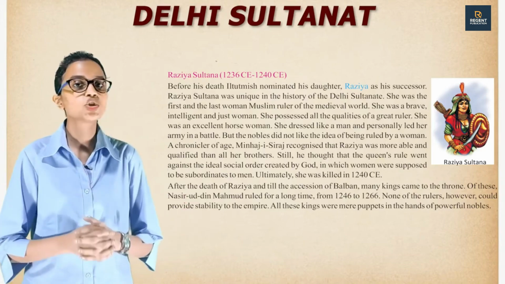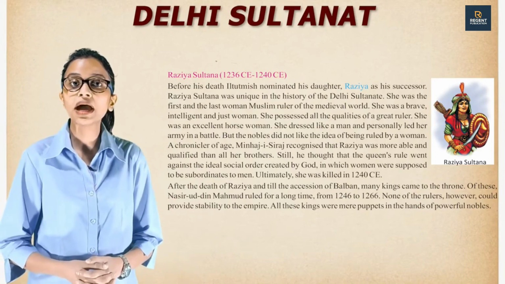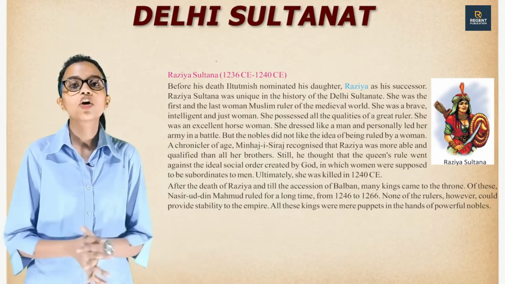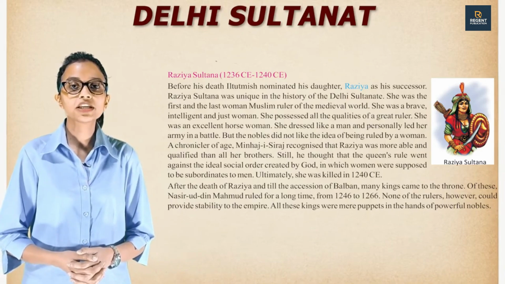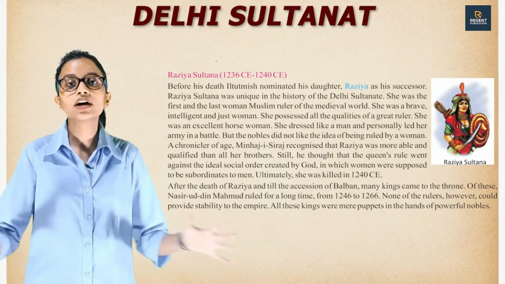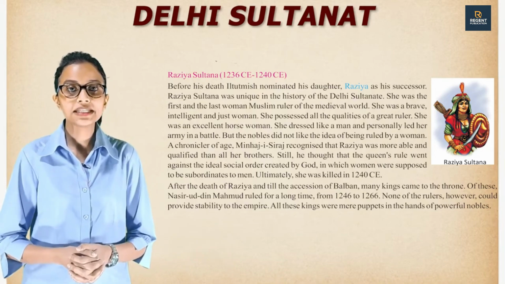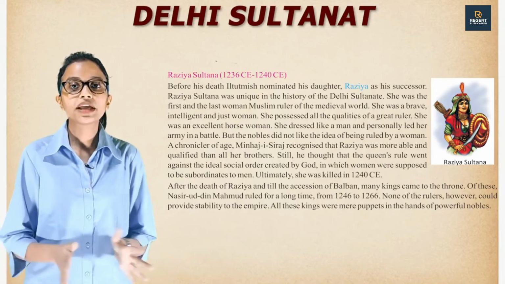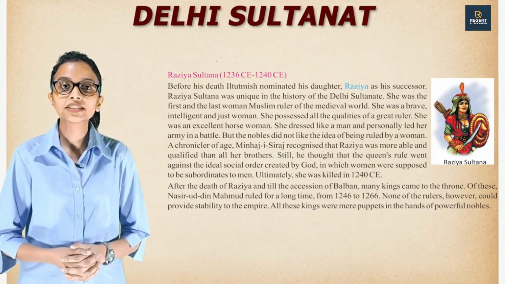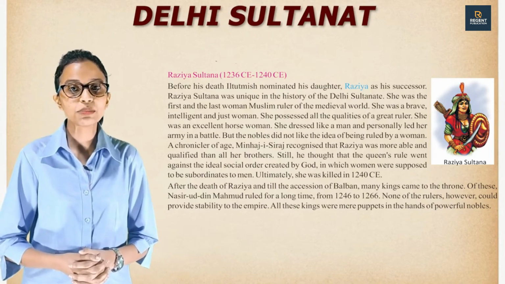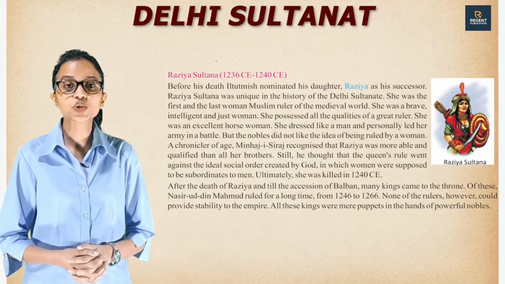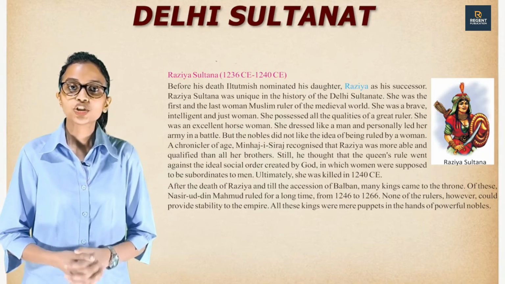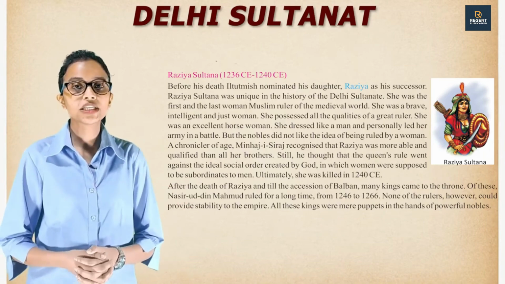But the nobles did not like the idea of being ruled by a woman. A chronicler of the age, Minhaj-i-Siraj, recognized that Razia was more able and qualified than all her brothers. Still, he thought that the queen's rule went against the ideal social order created by God, in which women are supposed to be subordinate to men. Ultimately, she was killed in 1240 CE.